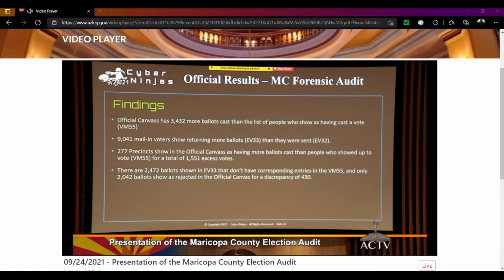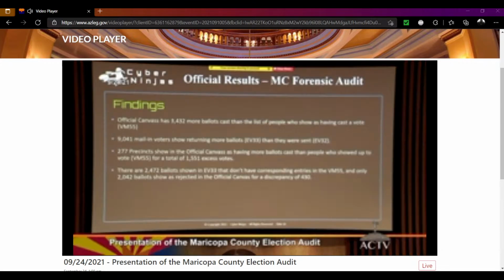So let's walk through this really quickly. If something is in the EV33, that means an early vote was received, and we have the individual's name and the voter ID associated with it. So if an EV33 was received, you would expect that if it's not in the VM55 file of who voted, then it had to be a rejected ballot. Just makes logical sense. But there's 2,472 that show in the EV33, and only 2,042 ballots that show as rejected. So there's a discrepancy of 430. Again, just another place where these don't seem to match up.